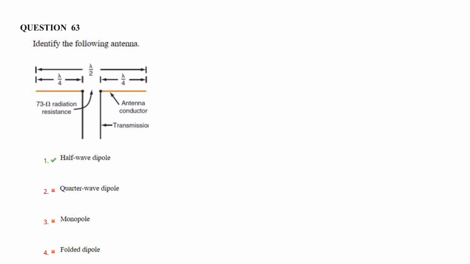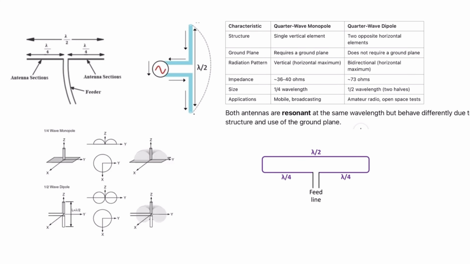Next question. Identify the following antenna. The antenna given has two conductors, each of lambda by 4 length. So the total length is lambda by 2. So the given antenna is a half wave dipole antenna, because for a half wave dipole antenna the radiation resistance is 73 ohms. Let us see some properties regarding the half wave dipole antenna.